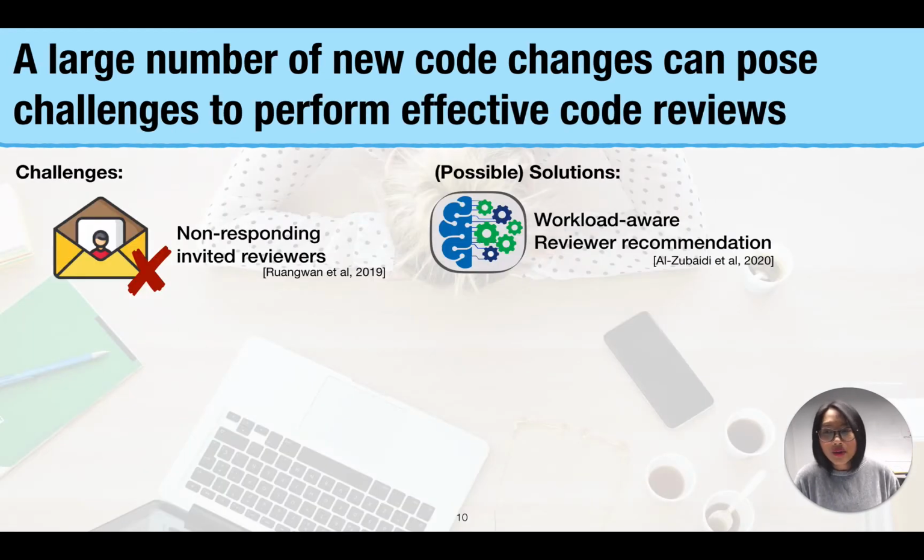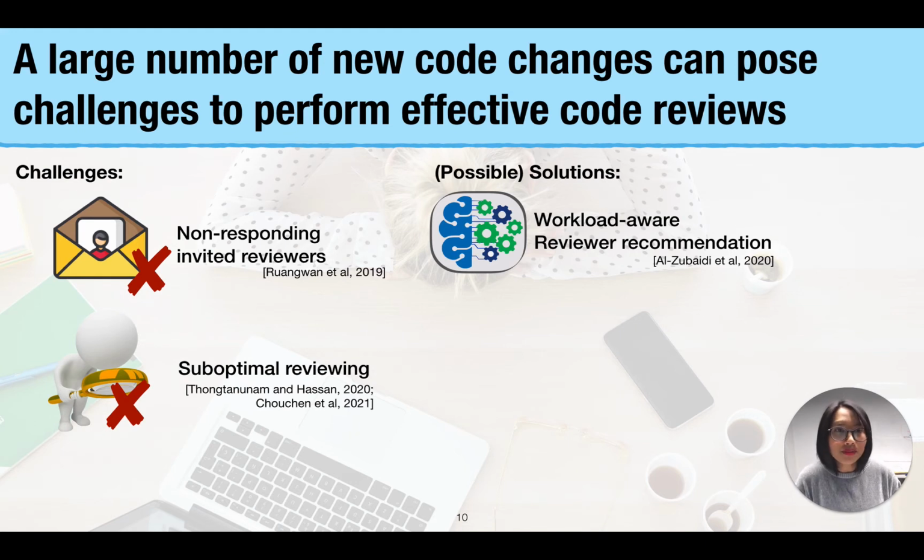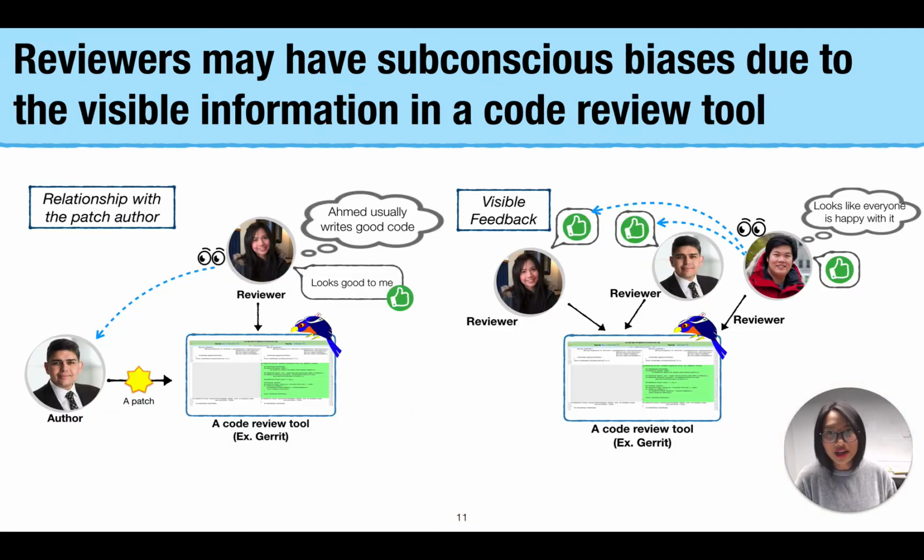So this is our first challenge, and the one possible solutions. And the next challenge is the suboptimal reviewing. In this aspect, there are actually many forms of suboptimal reviewing. And recently, we just found one more, which is a potential of a subconscious bias of reviewer.